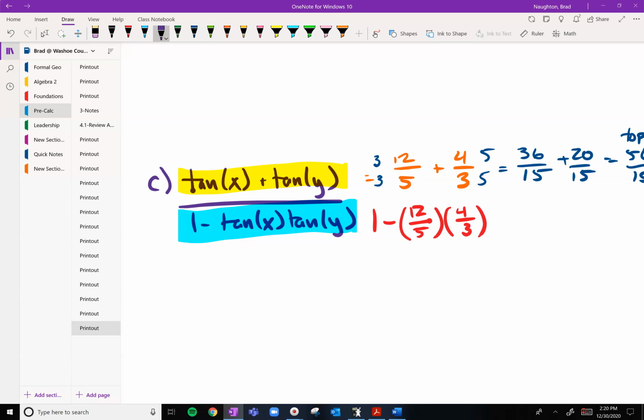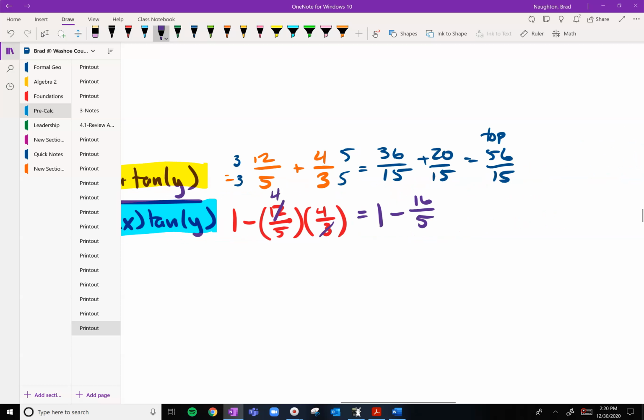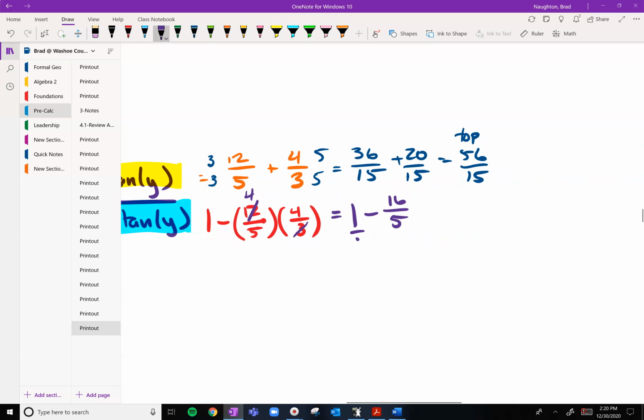Now, for easiness sake, we can do our cross canceling because 3 goes into 12 4 times, or you could just multiply across and reduce. So really, this is going to become 1 minus 16 over 5. So then we'll do our common denominator, put this over 1, 5, and 5. And so that's going to be 5 over 5 minus 16 over 5, which is going to be a negative 11 over 5. So again, this is our bottom fraction.